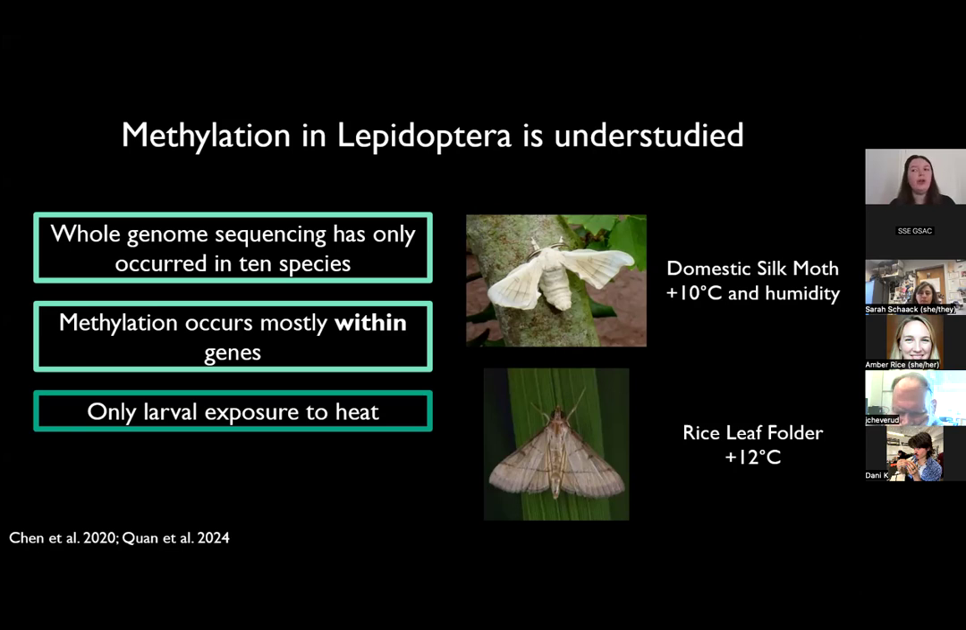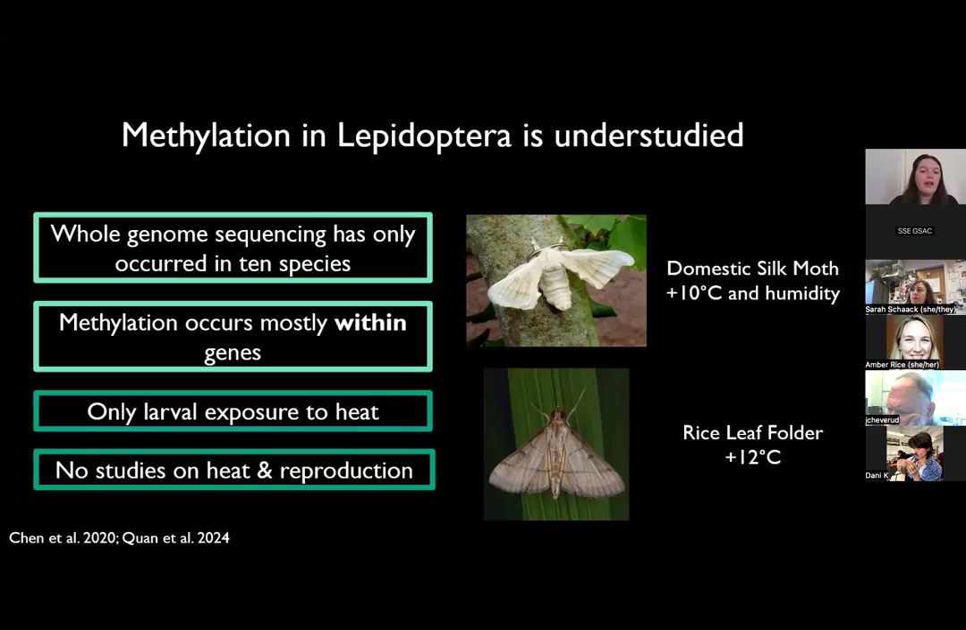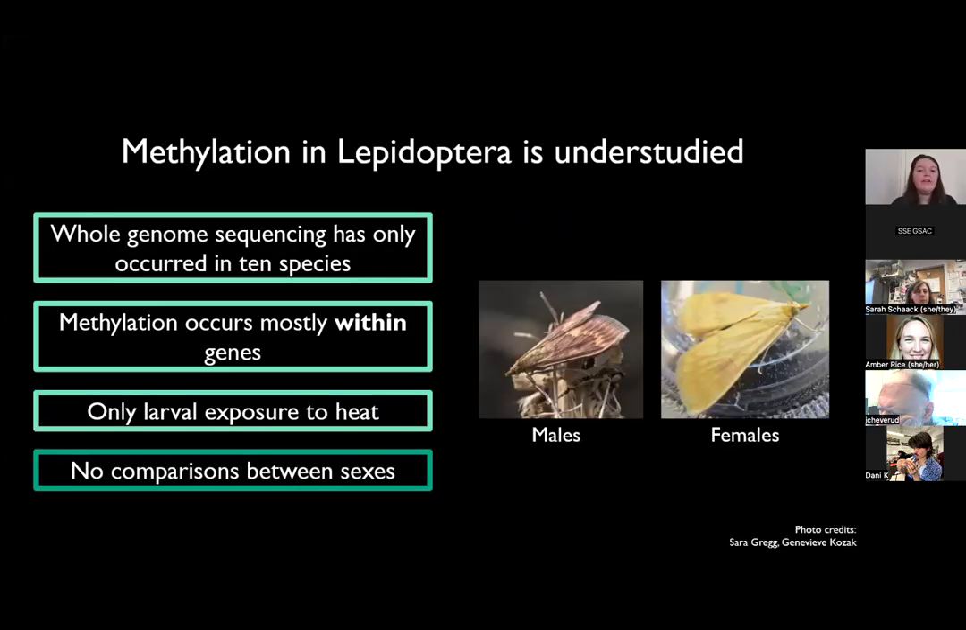So we actually don't know what the impact of heat is on DNA methylation in other critical life stages, such as the pupal and adult life stage. And then there's also no studies that have examined the effects of heat and reproduction in the same one. So these 2 studies were looking at heat, but not in a reproductive context like I will be. And then finally, we don't really have a comparison between sexes, and this is within Lepidoptera.